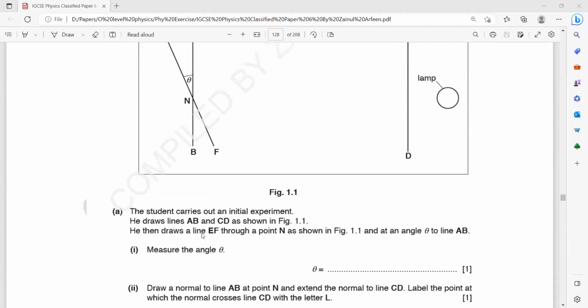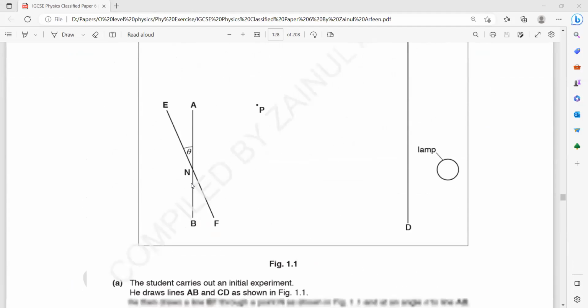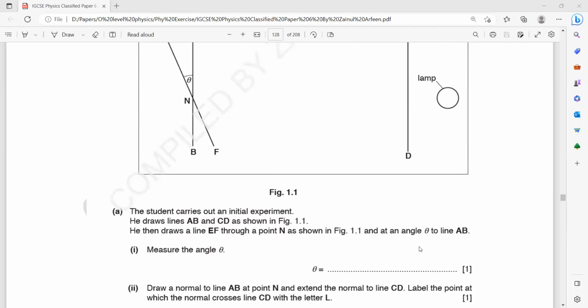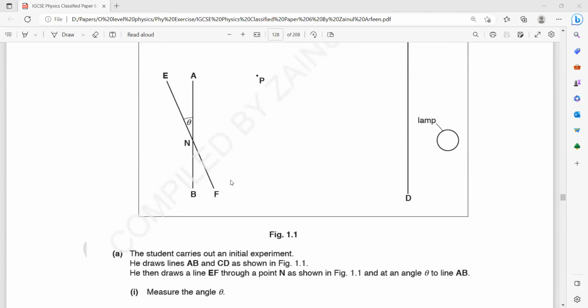Then he draws a line EF, through the point N as shown in figure 1.1 and at an angle theta. What you have to do is measure the angle theta. So how can you measure this angle theta?